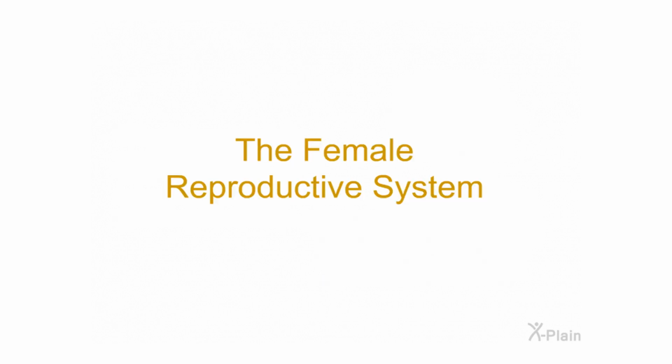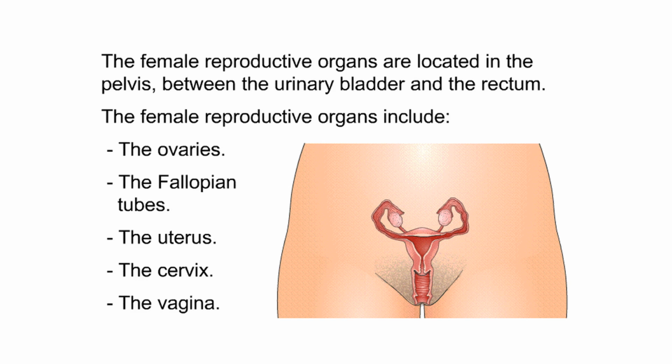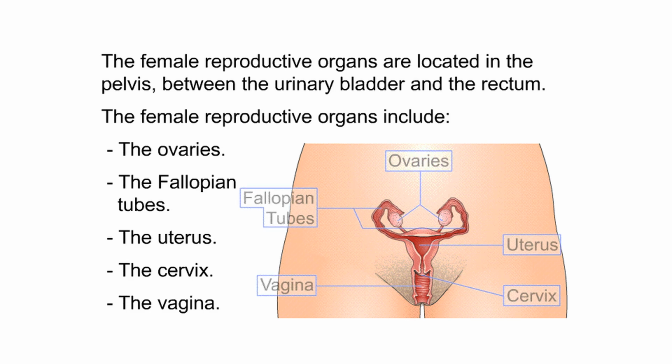The female reproductive system. The uterus is a part of a woman's reproductive system. The reproductive system is made up of organs involved in producing offspring. The female reproductive organs are located in the pelvis, between the urinary bladder and the rectum. The female reproductive organs include the ovaries, the fallopian tubes, the uterus, the cervix, the vagina.